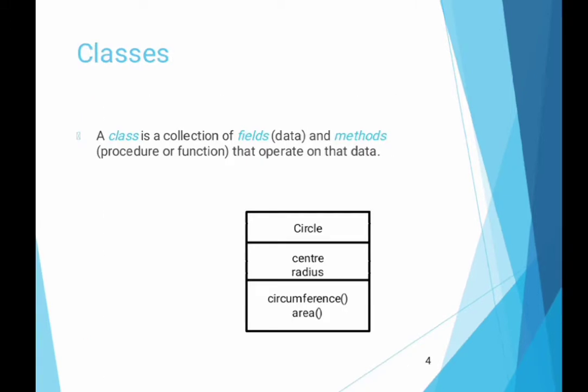Now, we will see what is meant by classes. A class is a collection of fields, that is data, and methods, which may be called a procedure or function, that can operate on the data. In the object-oriented software engineering subject, we have already seen the notation of a class, which contains three compartments. The first one is the class name, that is Circle. The second compartment consists of attributes, or variables, that is center or radius. The third is the operation, function or method, in which circumference and area are the methods.